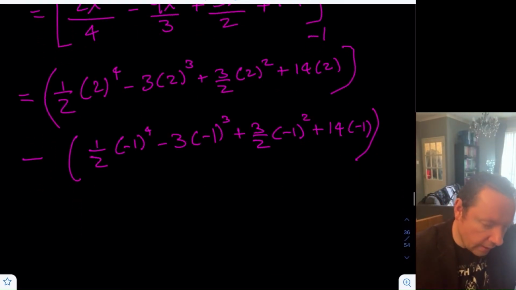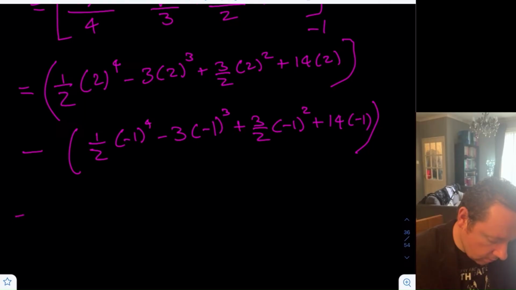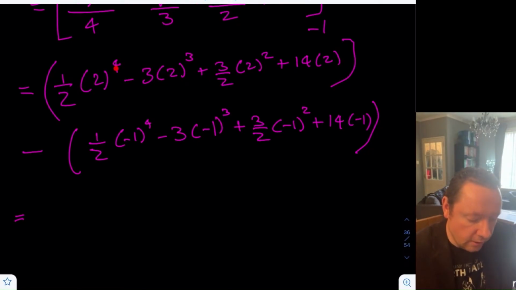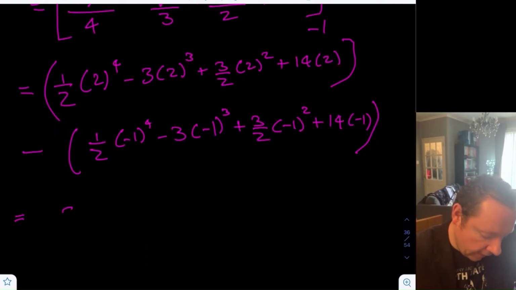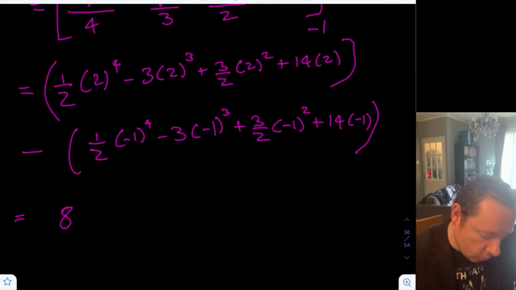So let's just try and get this really tidied up, dealing with each one separately. 2 2s is 4 times 2 is 8 times 2 is 16. 16 divided by 2 is 8. So we get 8 for our first term. 2 2s is 4 times 2 is 8. 8 3s is 24. So our second term is minus 24. 2 2s is 4. 4 divided by 2 is 2 times 3 is 6. And then 14 times 2 is 28. So there's our first bracket.